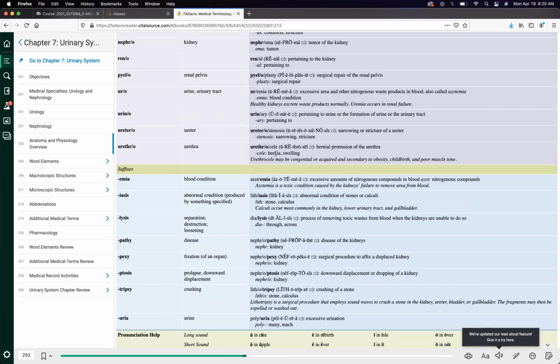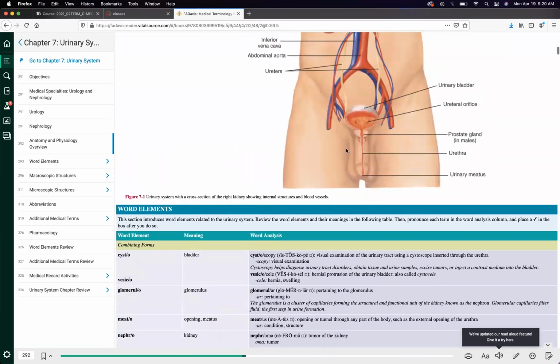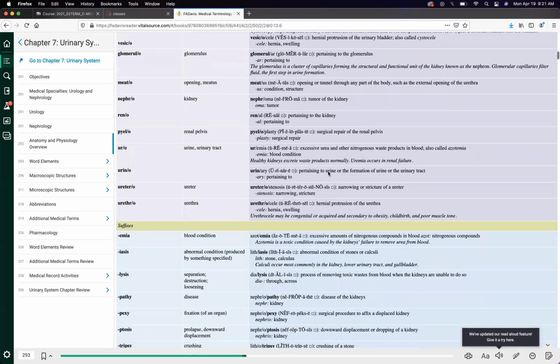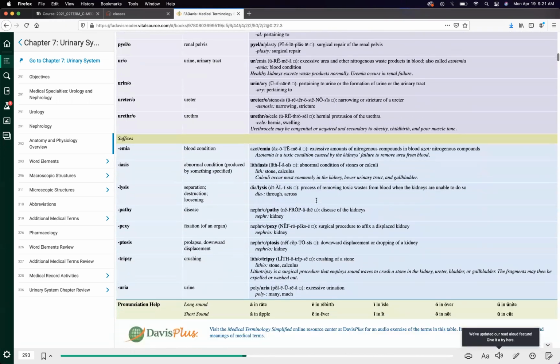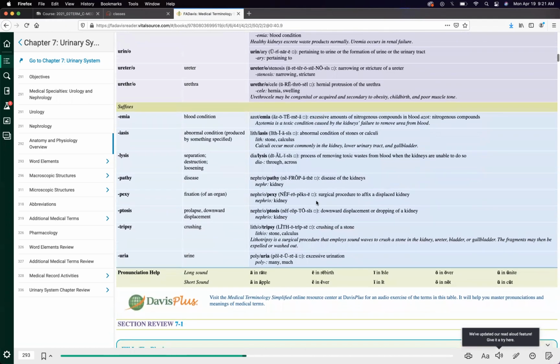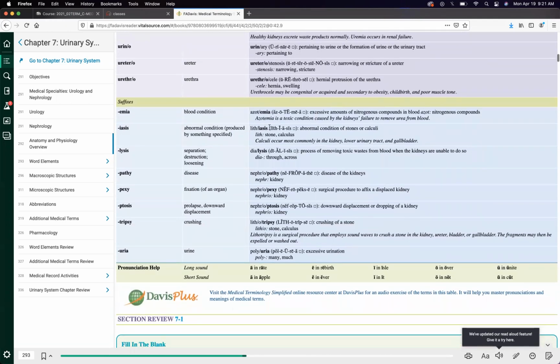Urethrocele. It's a hernial protrusion of your urethra. And again, here's your urethra. It's a tube, and it's supposed to be in there. If it pops out of here or moves where it's not supposed to be, then that's called a urethrocele or a hernial protrusion. And that too will cause a significant amount of pain. We already talked about azotemia.